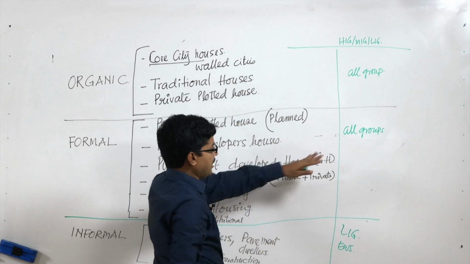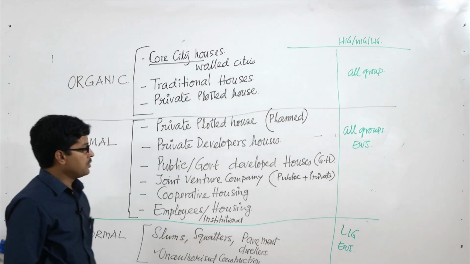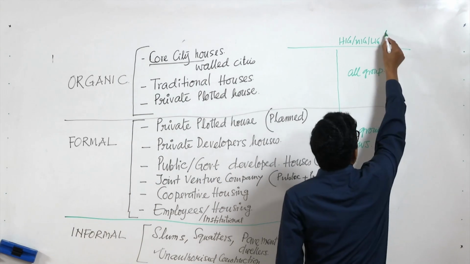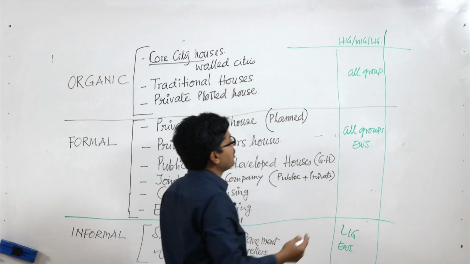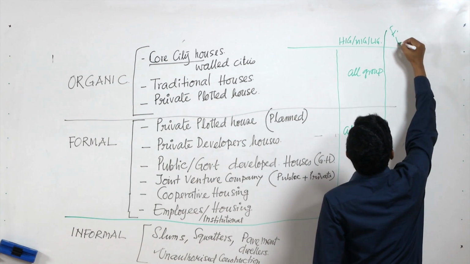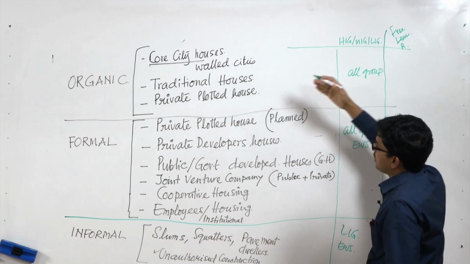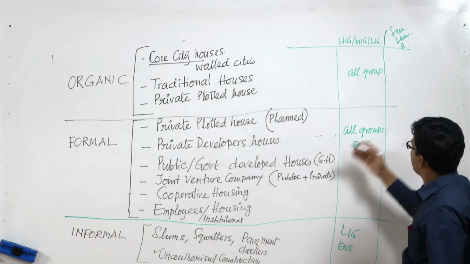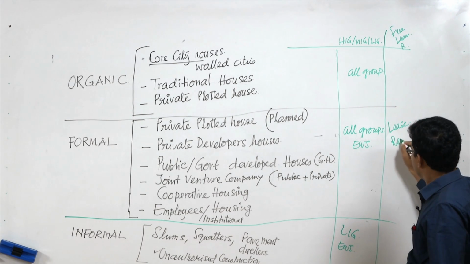The formal houses cater to all groups except EWS, because the EWS cannot afford a formal house. Now, if we take the other classification of the housing condition, like freehold, leasehold, or the rental house, we will see that the organic houses are mostly freehold, whereas for formal houses there are more cases of lease condition or rental houses, or it can be freehold also.